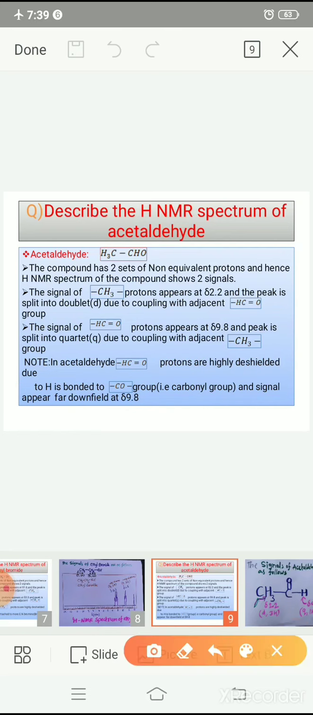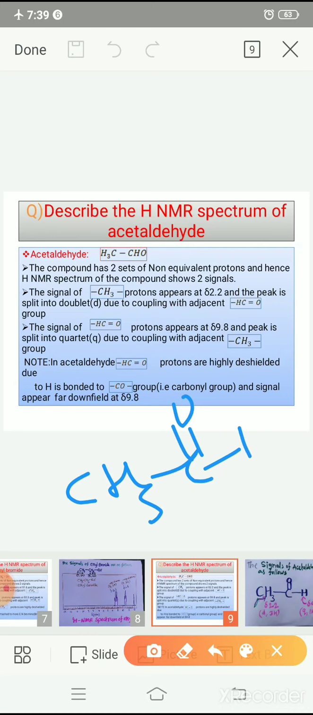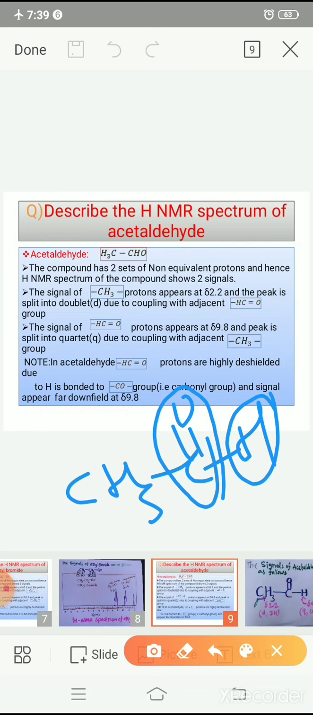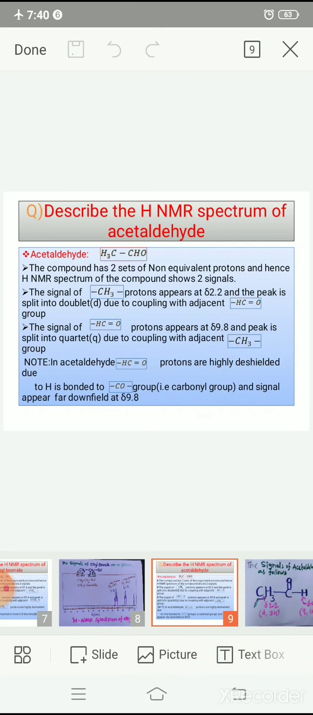Here students, here CH3 C double bond OH. Here the hydrogen is attached to C double bond O. That's why more energy is required to flip this hydrogen. So that's why it is a more deshielded proton. Here always, CH3 protons have lower chemical shift values.